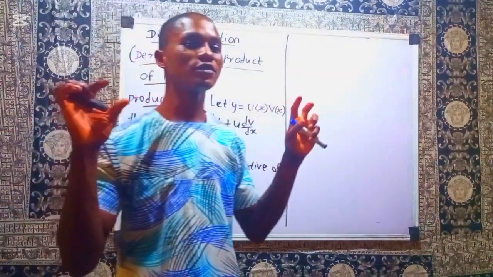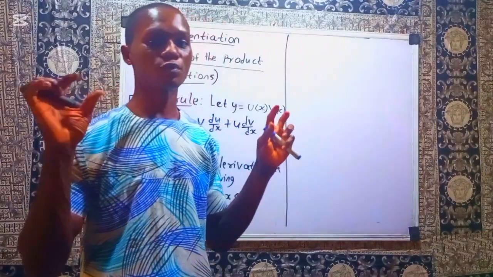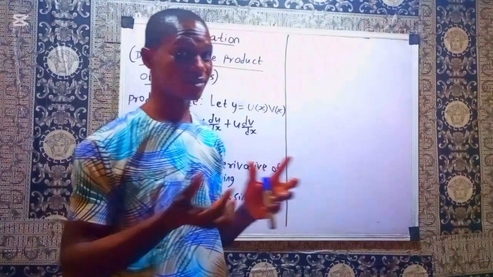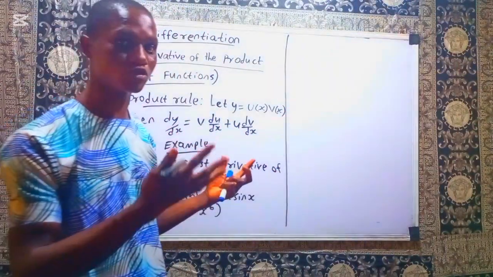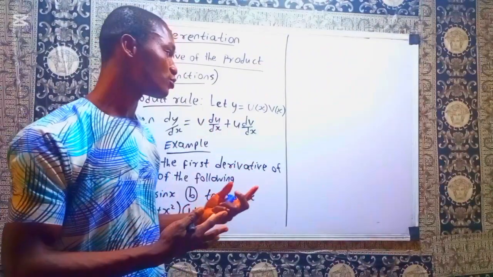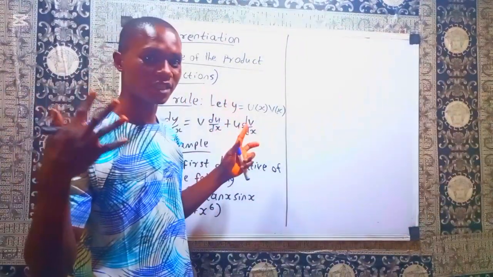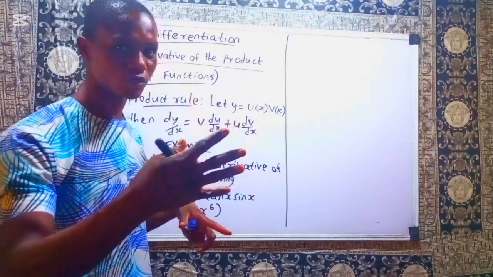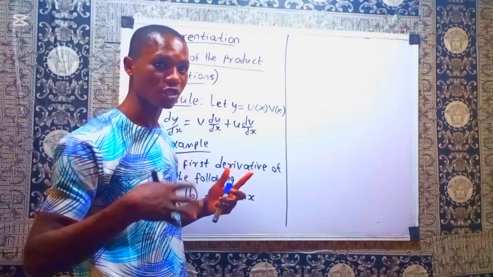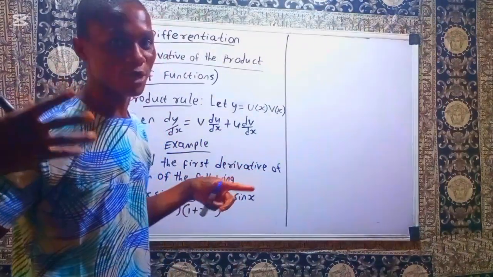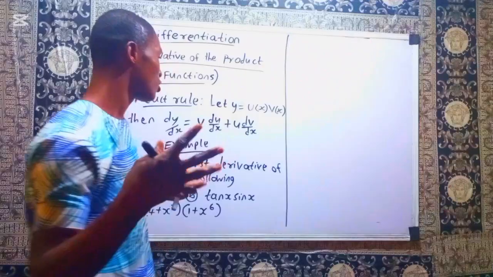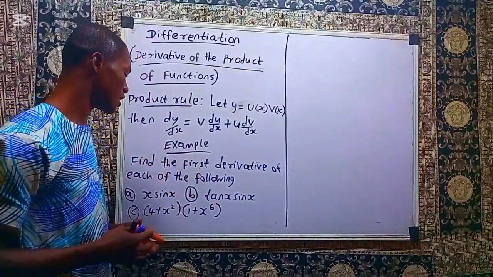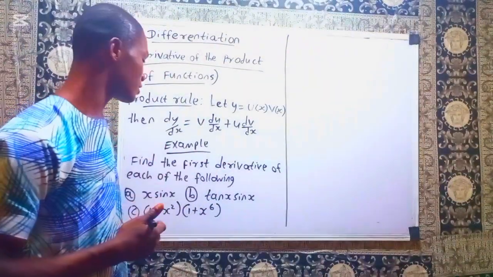Then if you want to find the derivative of the product of two or more functions, it's still the same steps you are going to follow. You differentiate the first function, you keep the other functions constant. Then after that you put plus. Then you differentiate the other one you did not differentiate at first and keep the others constant. So that's how you do that until you finish the differentiation.